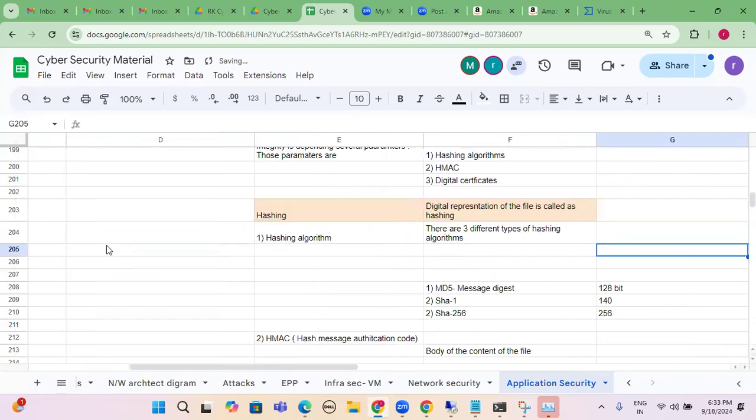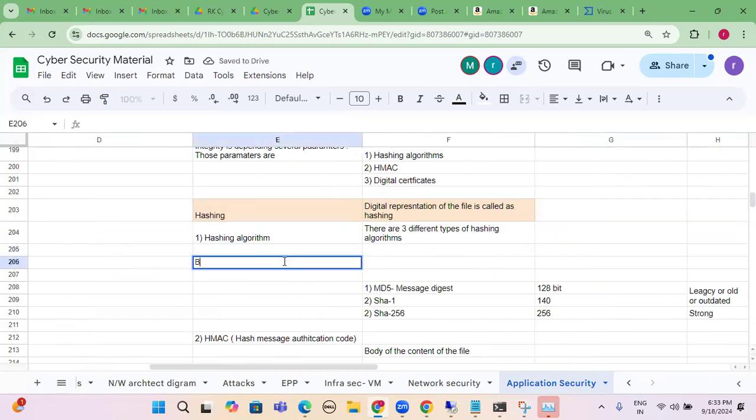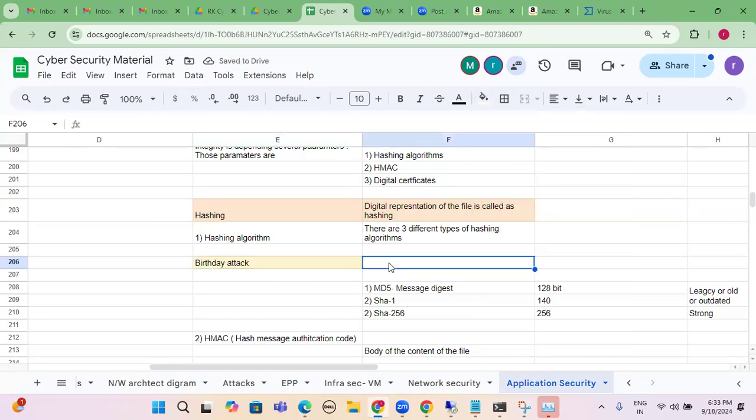Birthday attack. Now I have one question here. Does every file have the same hash value or 2 different hash values? Unique hash value generally, yes. In case someone changes or modifies the data, the value will be changed. So can 2 files have the same hash value? In MD5, yes, that is the drawback of MD5. Collisions or conflicts will occur. Those collisions or conflicts are what we call a birthday attack.